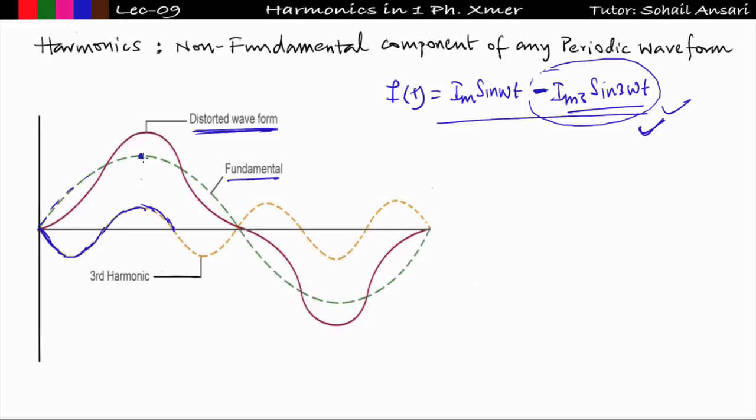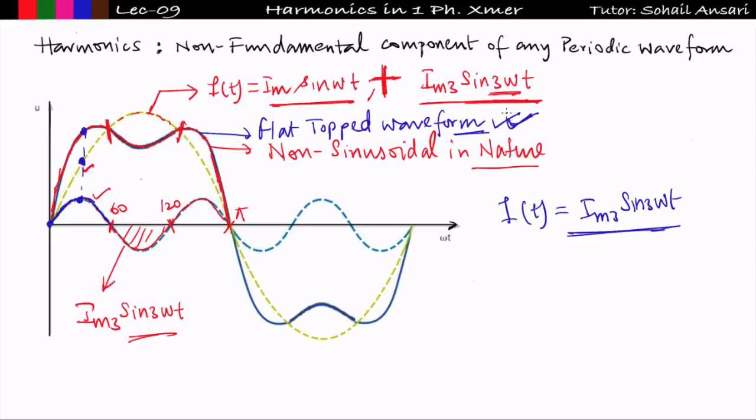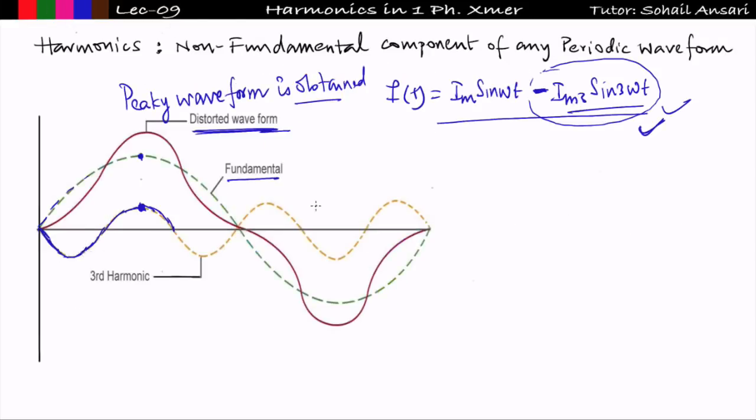How? See, this is the fundamental maximum and this is the third harmonic maximum. So if this maximum and this maximum get added, then overall the magnitude of the distorted waveform will be peaky in nature. So I can say a peaky waveform is obtained if I add these two harmonic components. Are you getting me? If the third harmonic component starts like Im sine 3 omega t, then you will get the flat top waveform, and if the third harmonic component starts from minus Im3 sine 3 omega t like this, then you will get a peaky waveform like this. This is the peaky waveform.